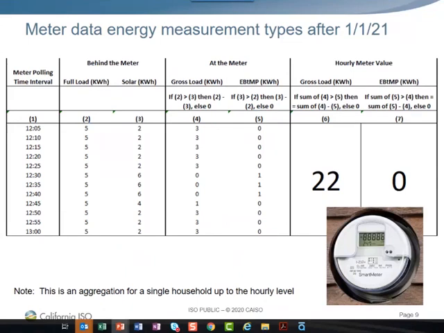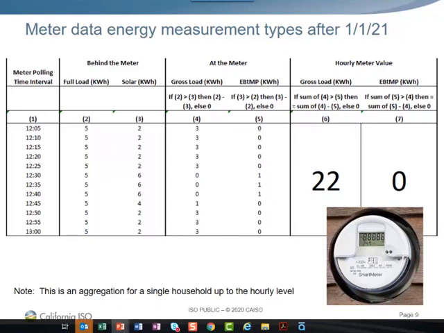Now we need to know what the hourly meter value is, which is the last two columns. What we do there is for the gross load, we're going to add up everything in the gross load at the meter, the column 4 there, and it comes up to 25. And then we are going to subtract the excess behind the meter production so that the gross load then is only 22 kilowatt hours. And the formula there above column 6 says if the sum of 4, the gross load, is greater than the excess behind the meter production, which is column 5, then the sum of gross load minus the sum of excess behind the meter, or else 0. So you're taking that 25, that's the sum of column 4, and the 3 kilowatt hours, that's the sum of column 5, and subtracting them, and you're coming up with 22 kilowatt hours.